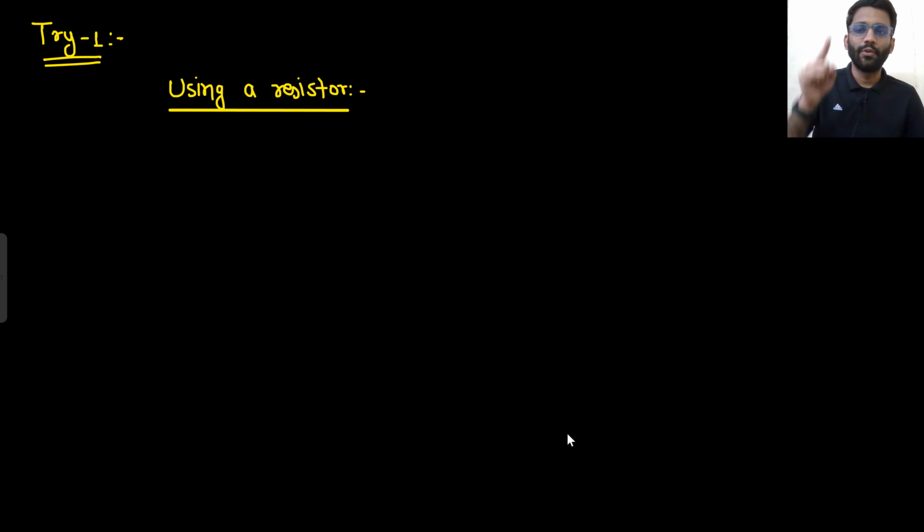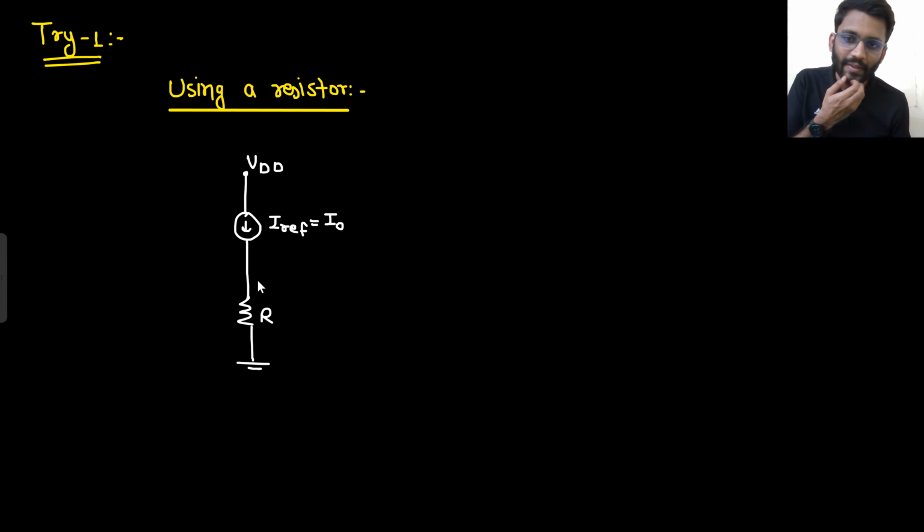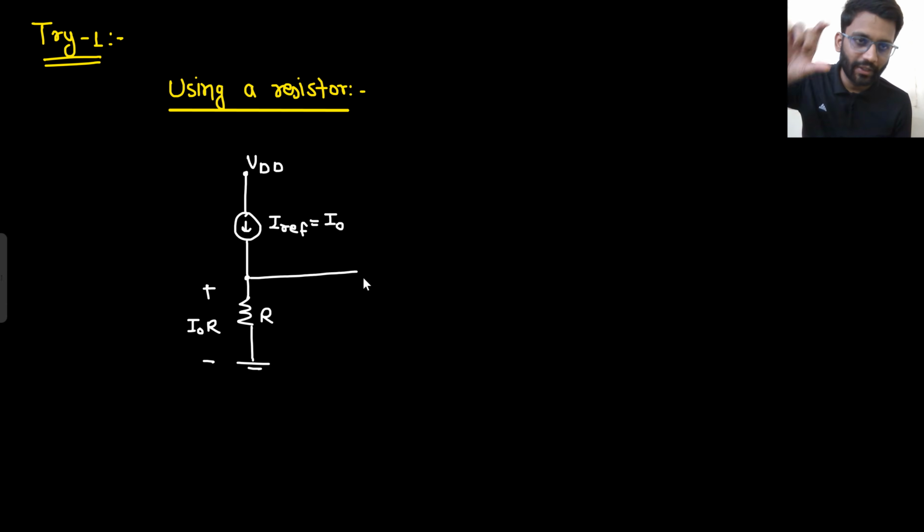First, we are going to use a resistor. I have a golden current source, or a reference current source. I will use a resistor R. I am calling this reference current source I naught. Now this current is flowing through the resistance R. So what voltage drop will it give here? I naught into R. Now this I naught into R voltage drop will be fed to the MOSFET.